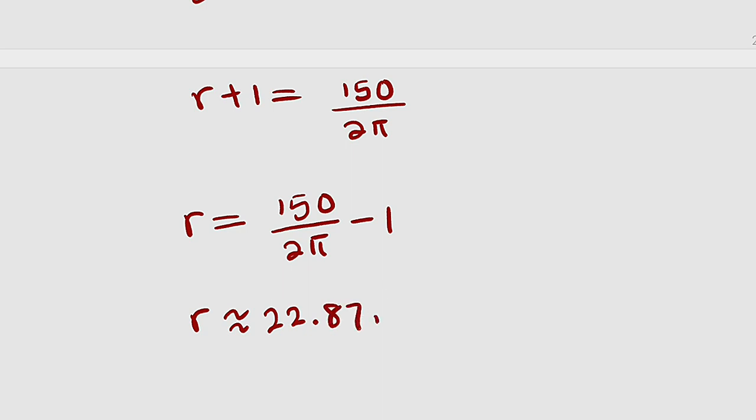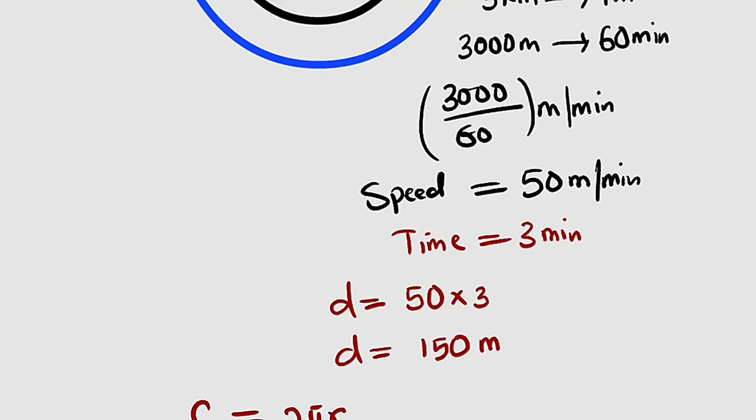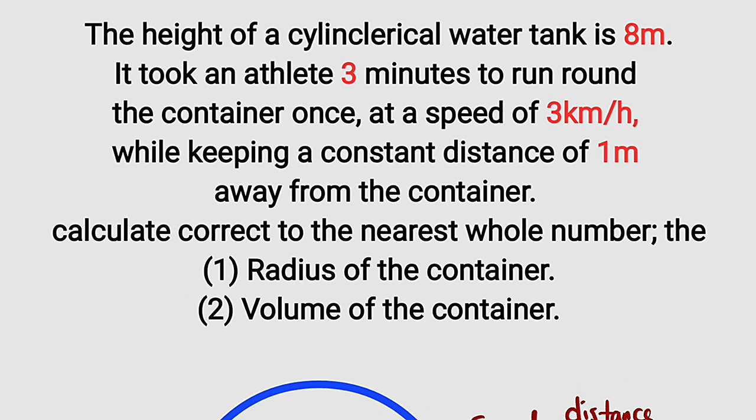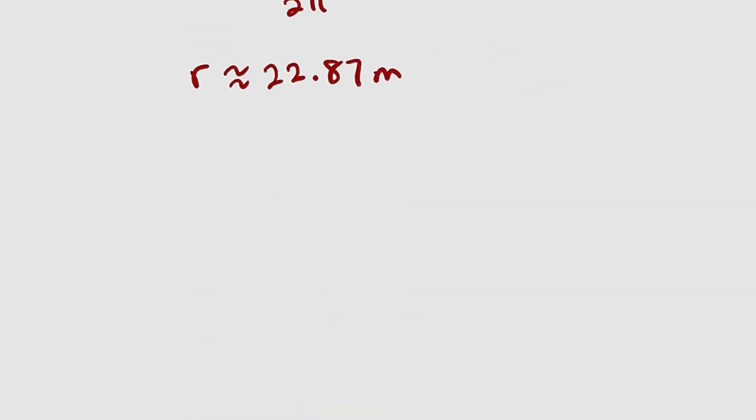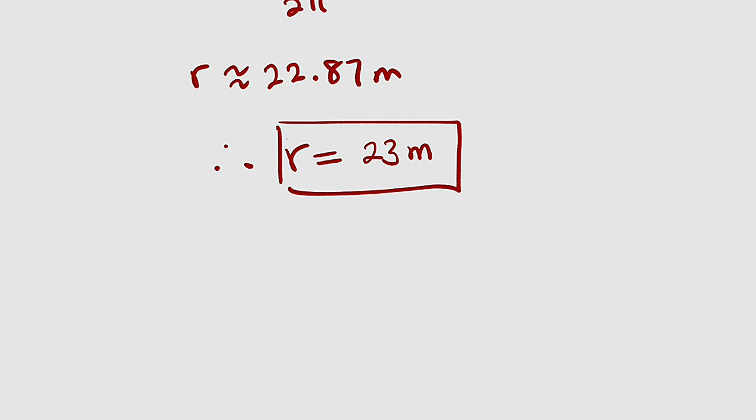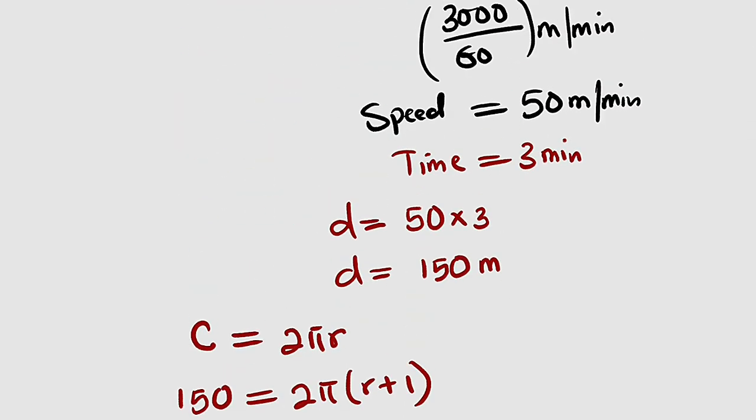So r is approximately equal to 22.87 meters. But remember, it stated to the nearest whole number. So we're going to take the whole part. And therefore, the radius that we are looking for is 23 meters. So this is the first answer, which is the A part.